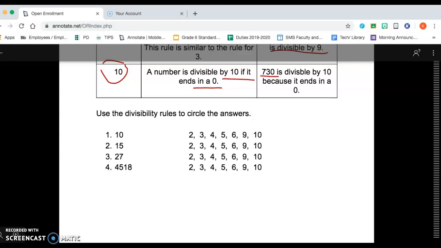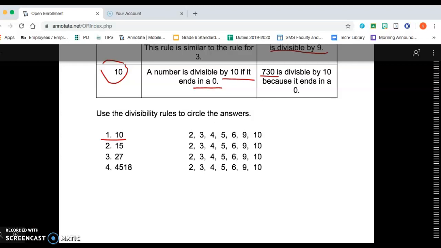So let's do some examples. I do want you to write these examples in your notebook, and then you guys are going to continue on solving some more problems in the slideshow. So number 1, we're using the divisibility rules to circle the answers. So number 1 is 10. So we need to go through and see which of these numbers will go into 10.